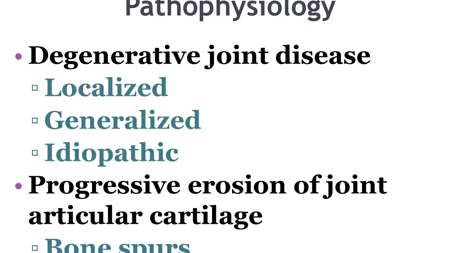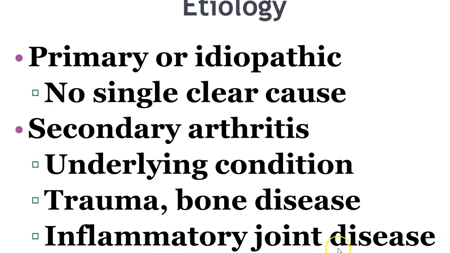It is a degenerative joint disease. It can be localized, generalized, or idiopathic. Not quite sure why this happens, but it is a progressive erosion of the joint articular cartilage, and with that, bone spurs can actually develop. It can be primary or idiopathic. There's not a single clear cause. It can be secondary arthritis to some kind of primary problem that the person is having. Maybe it's due to some past trauma, bone disease, or even some inflammatory joint disease.